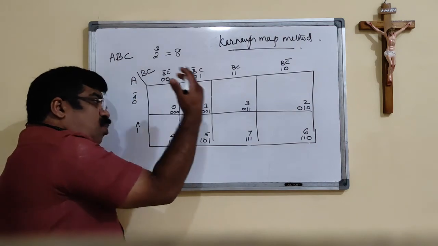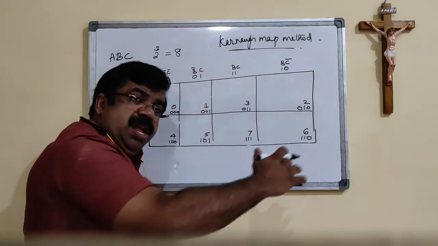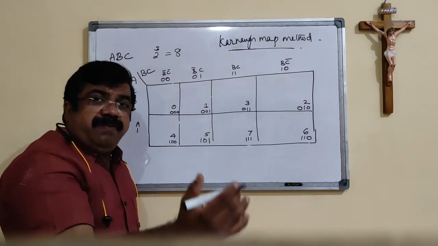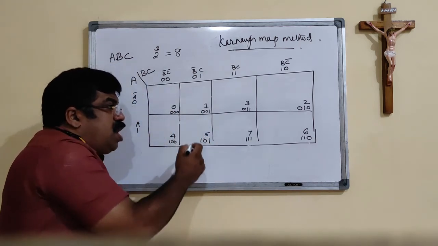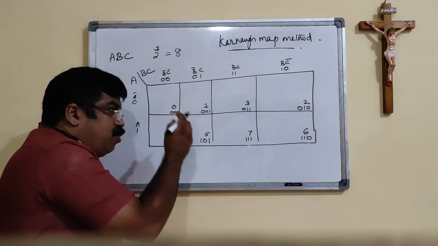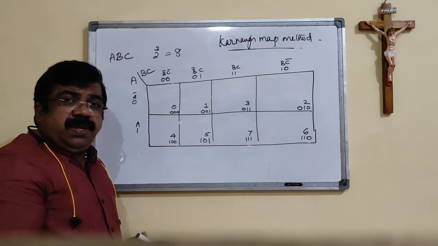Now, according to the values, we will reduce the expression very soon. Right now, we are listing out those squares and putting the numbers.